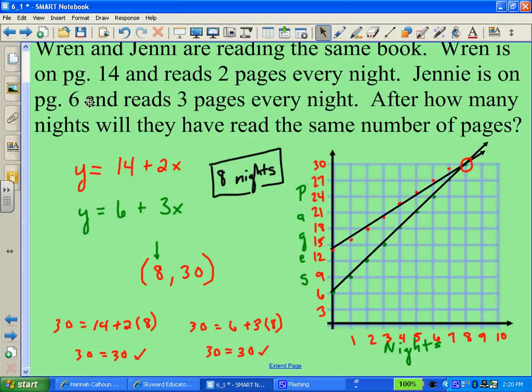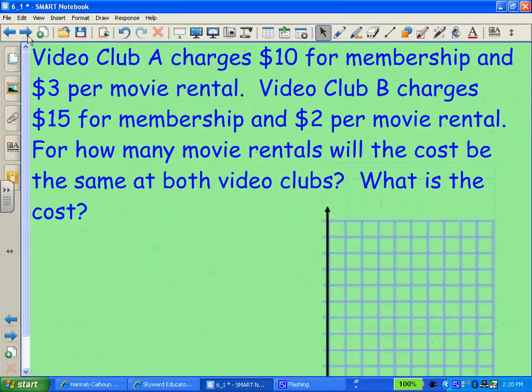Okay? Let's look at another story problem here. Video club A charges $10 for membership and $3 to rent a movie. Video club B charges $15 for membership and $2 to rent a movie. For how many movie rentals will the cost be the same at both video clubs, and what is the cost?